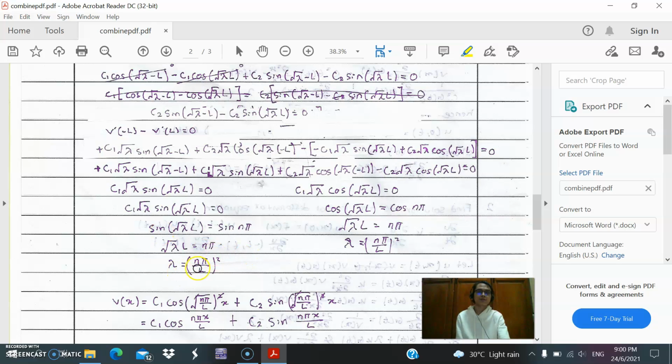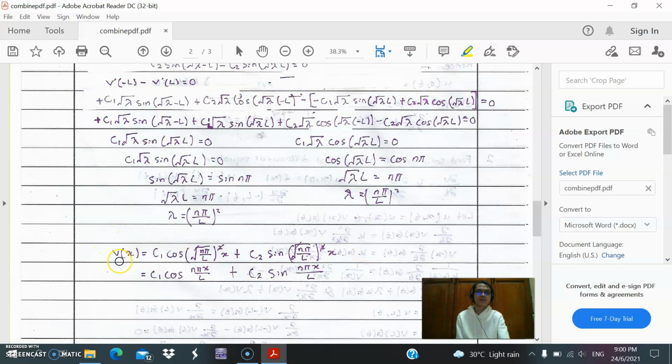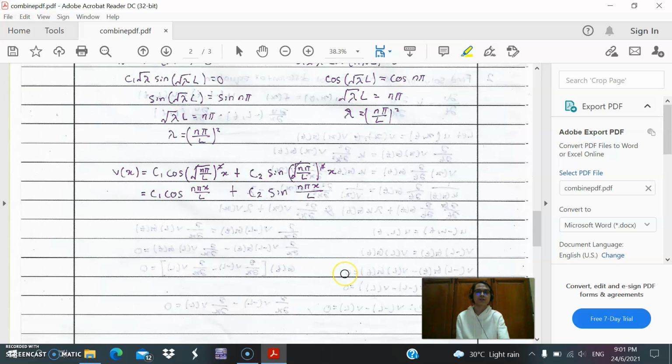We bring over here, and we get n pi over L square. And for this one, we get lambda equals to n pi over L squared. So, our Vx equals to C1 cos square root n pi square x plus this one. We can simplify. So, we get our Vx is C1 cos n pi x over L plus C2 sin n pi x over L.